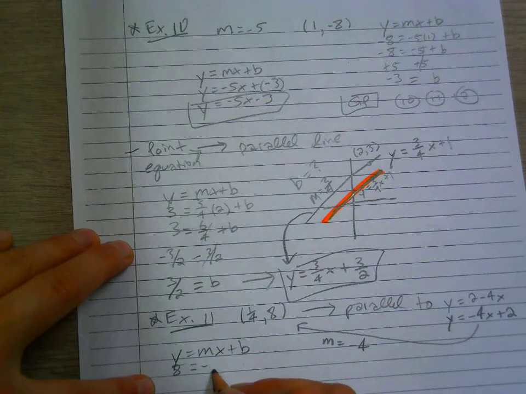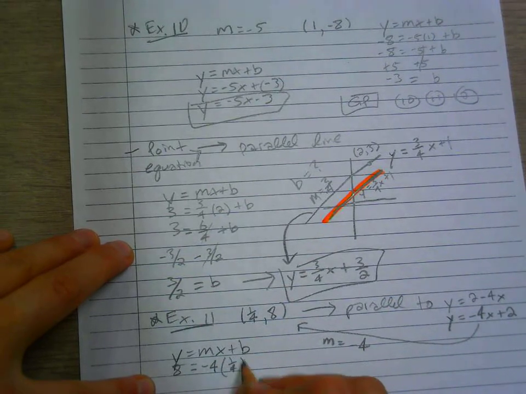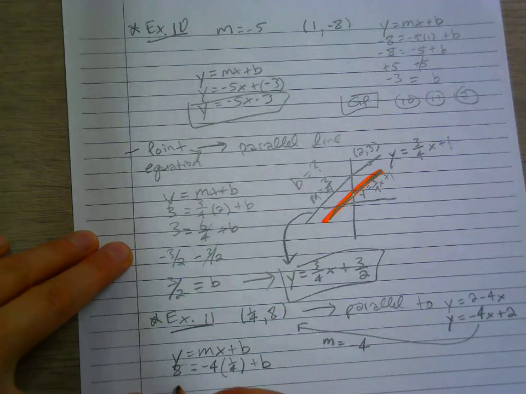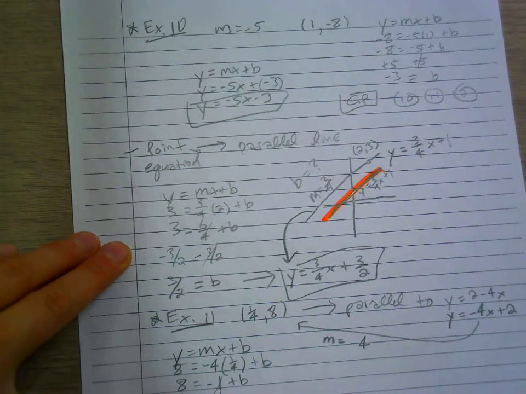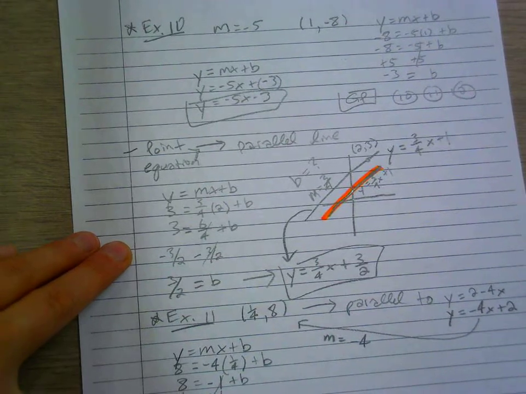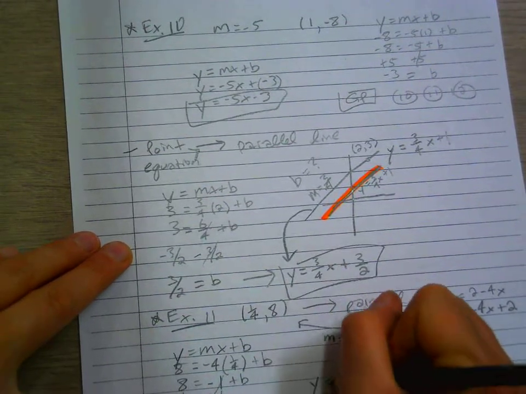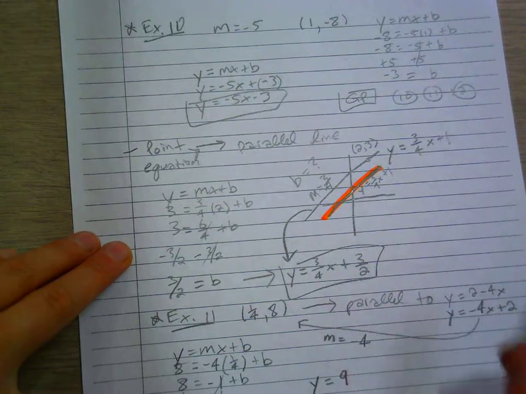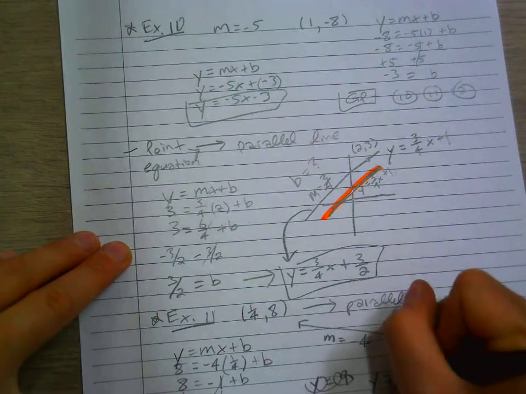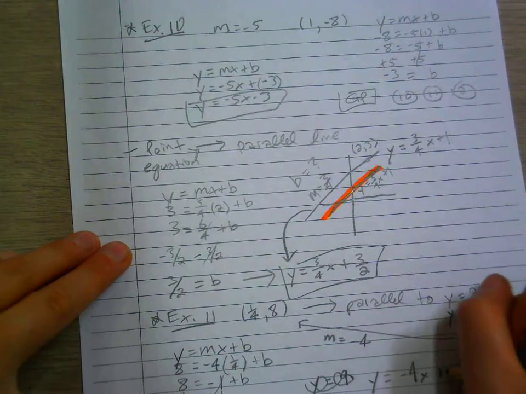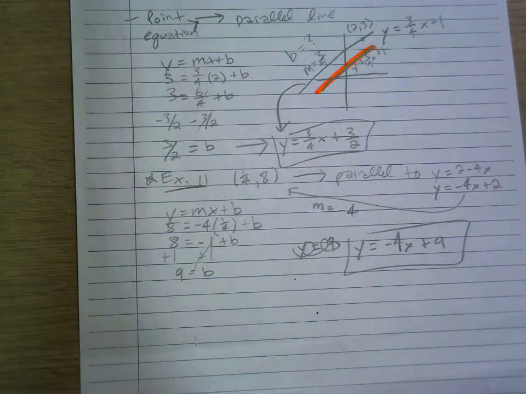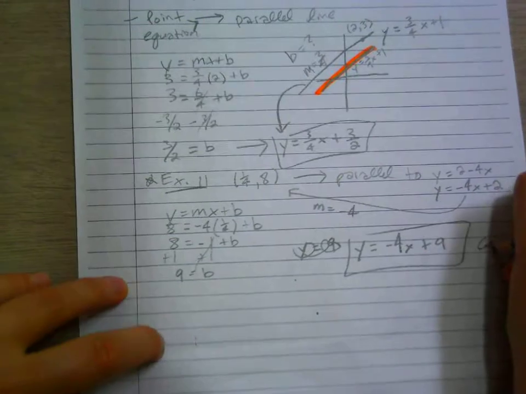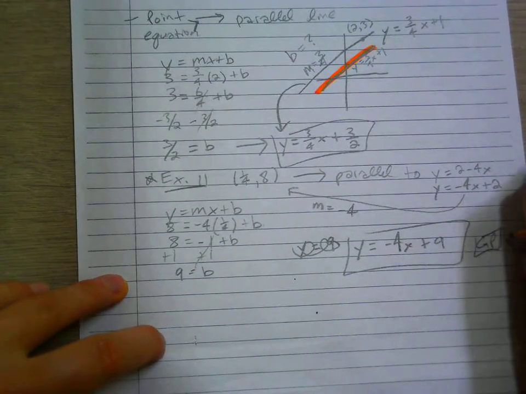8 equals negative 4 times 1/4 plus b. So therefore 8 equals negative 1 plus b. If we add 1 to both sides, those cancel. It becomes b is equal to 9. So now we know b. We can put it back into that original equation. It becomes y equals negative 4x plus 9. And that is the answer to that problem. Try that on guided practice 13.